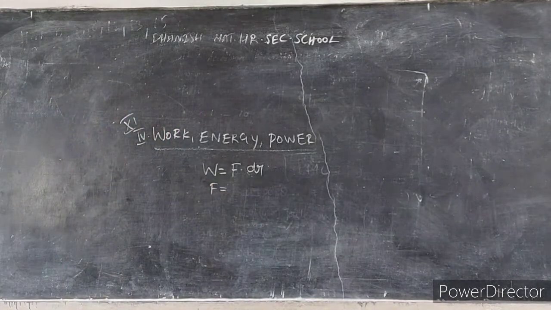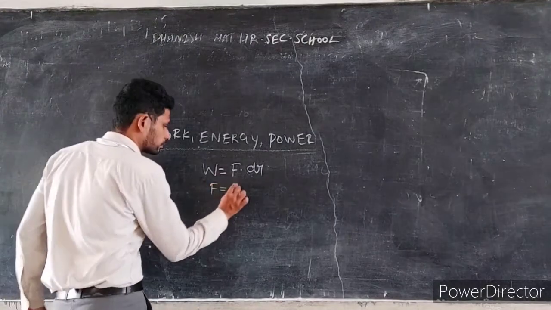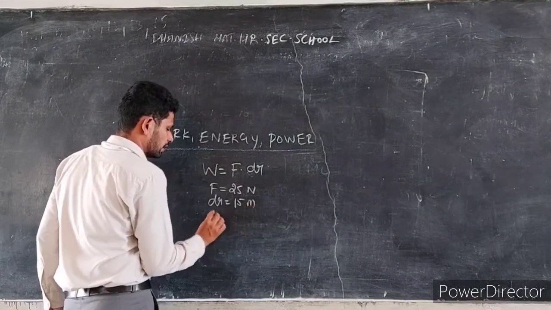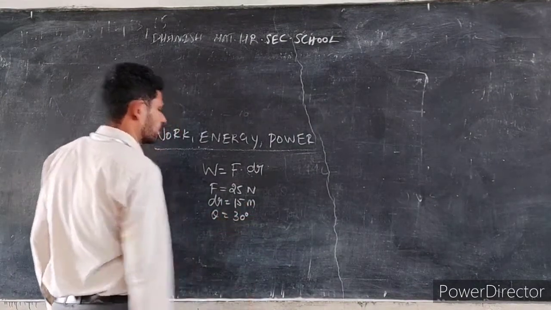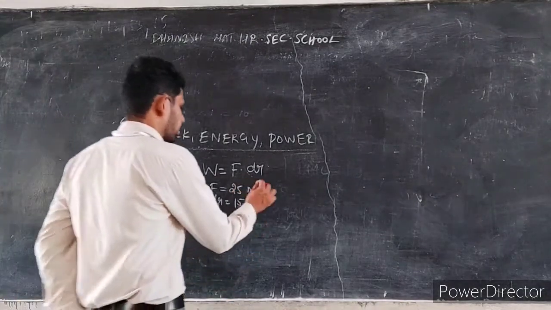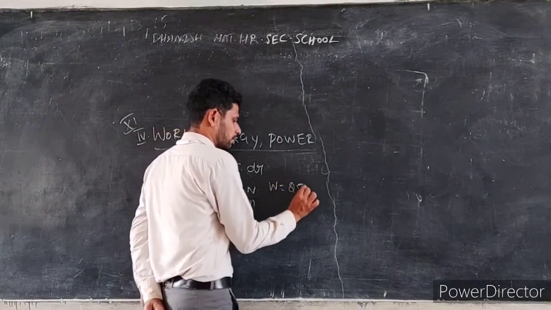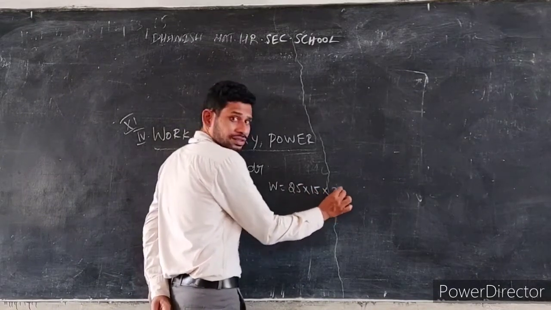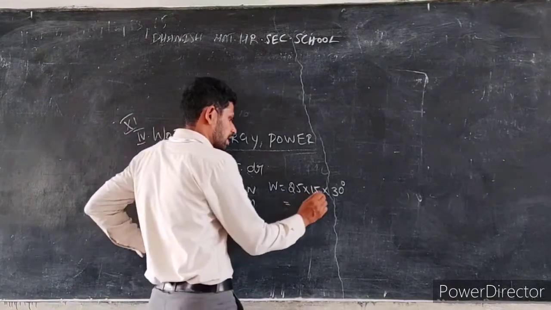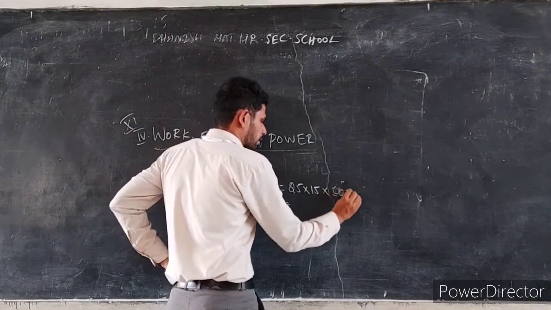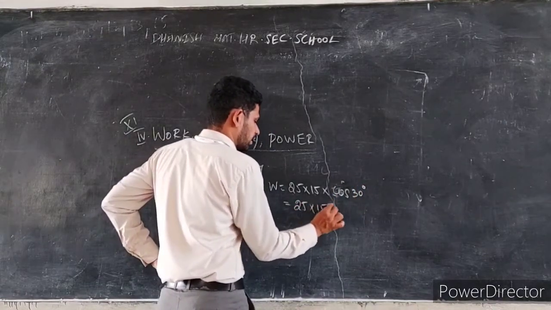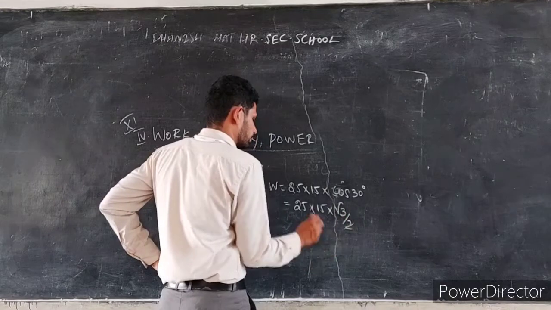The force is 25 Newton, the displacement will be equal to 15 meter, and theta will be equal to 30 degree. So cos theta will be equal to root 3 by 2. Okay, so work done will be equal to 25 into 15 into cos 30 degree, and cos 30 degree is nothing but root 3 by 2.